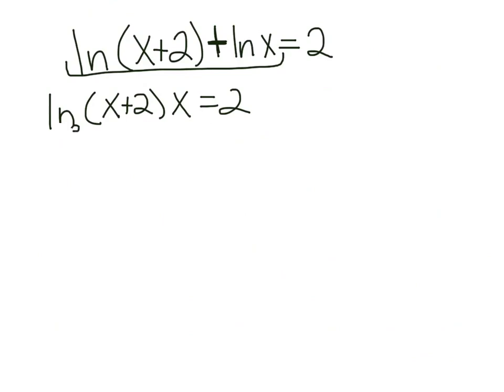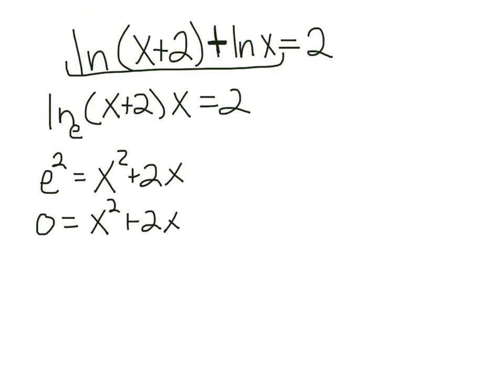Now the base on the natural log is e, so we've got e to the second power equals, and then I can go ahead and distribute that x and get x squared plus 2x. It's a quadratic, so set it equal to 0. x squared plus 2x minus e squared. And you don't want to punch that in your calculator just yet and round it off, because when you round off in the middle of a problem, it messes up your final answer. So just leave it e squared for now.